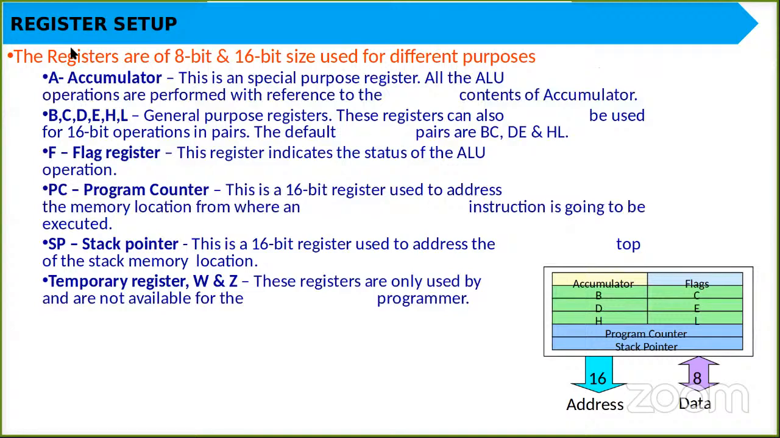So this is just the definition of these registers as such. Accumulator, BCD, HL, F register, flag register, program counter, stack pointer, and temporary registers. I've told you these registers are only used by the CPU and are not available to the programmer. So we cannot use these registers. ये register में क्या करेंगे, हम लोग data store करेंगे and हम लोग इसमें काम करेंगे. So that is how it will work as such.